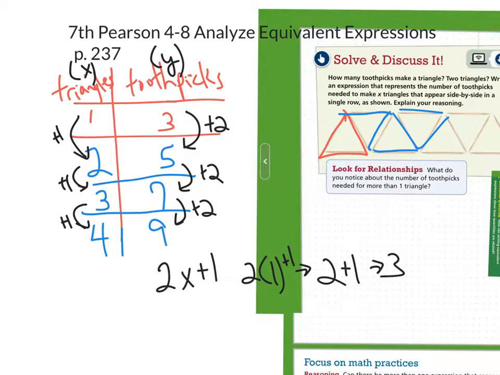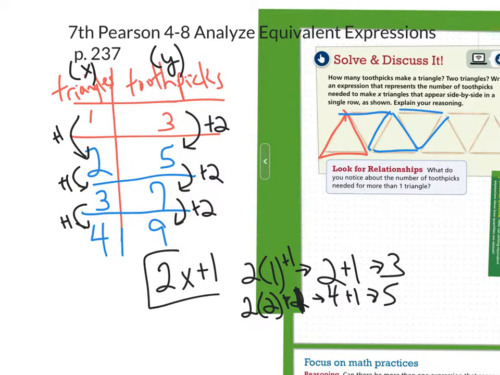Check it out for the next one. You try it with 2 triangles. So, 2 times 2 is 4, plus 1 is 5. And you can continue that, and that will work for anything. Okay? So this would actually be our expression. And again, what it starts out as is just an observation. We're increasing by 2 toothpicks for every 1 triangle, and then we can just modify that if we need to. What number do we need to add or subtract in order to get that expression to work?